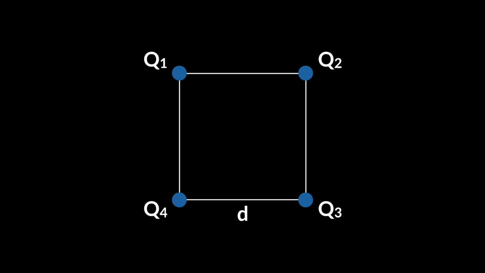Since a square is symmetrical, we only have to look at one corner because the force on each of the four corners will be the same. But it's a little tricky because we have three forces acting on each charge because there are three other charges. And we can label these if we look at, let's say, Q2. We have F21, which is the force exerted by Q1, F23, which is the force exerted by Q3, and F24, which is the force exerted by Q4.